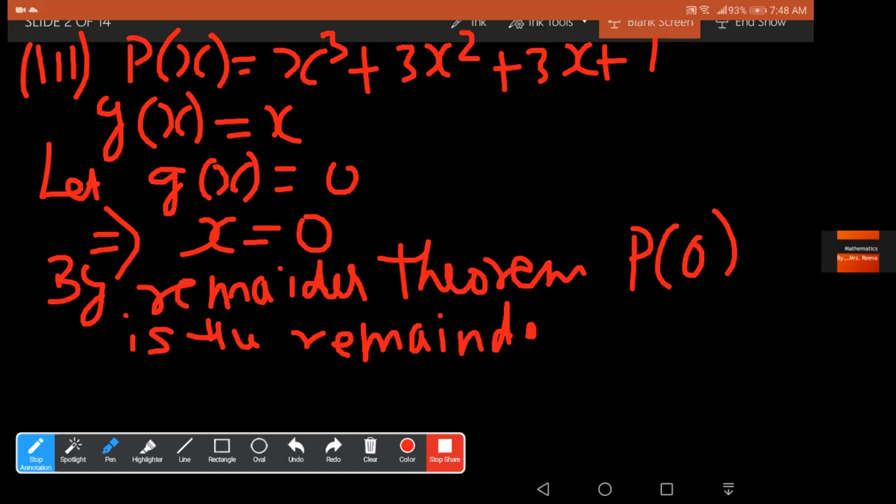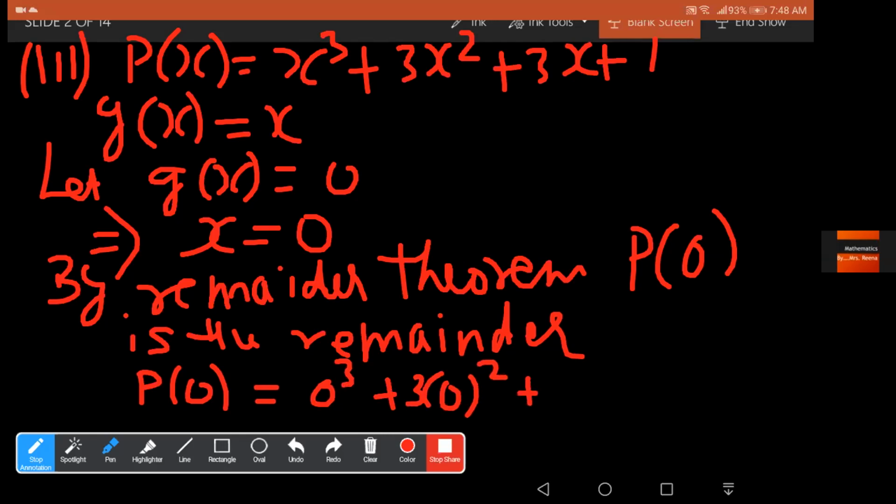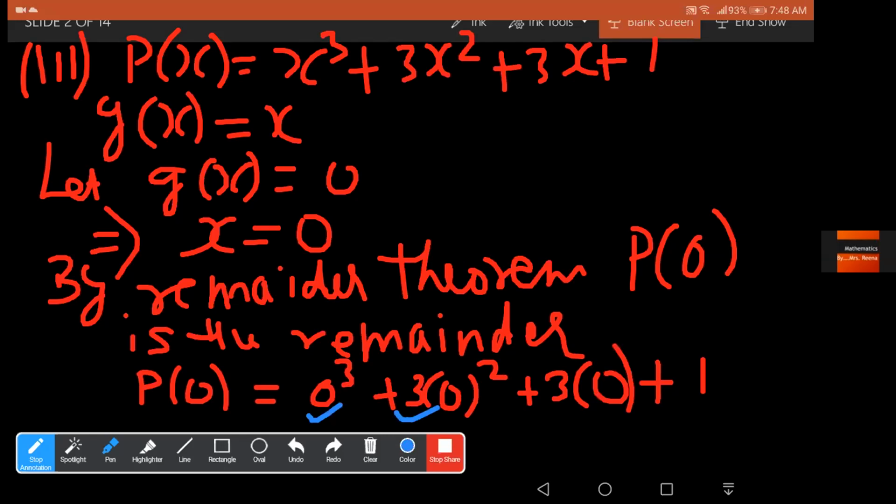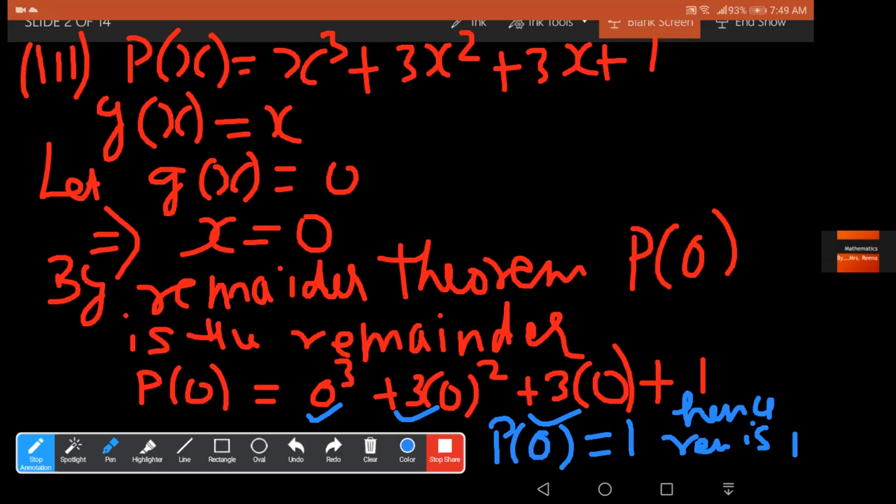Okay. So P0 will be 0 cube plus 3 into 0 square plus 3 into 0 and plus 1. So first, second and third term, this will become 0. ये देखिए, ये वाली और ये वाली और ये वाली, ये तीनों terms 0 हो जाएंगी. Then we can say that P0 equal to 1. Hence remainder is 1 in this case.